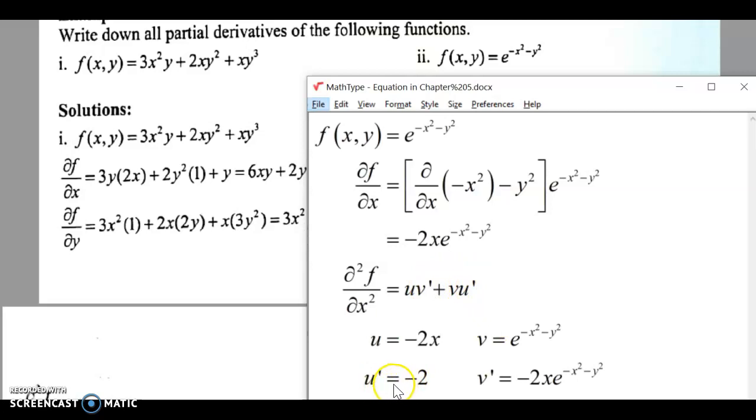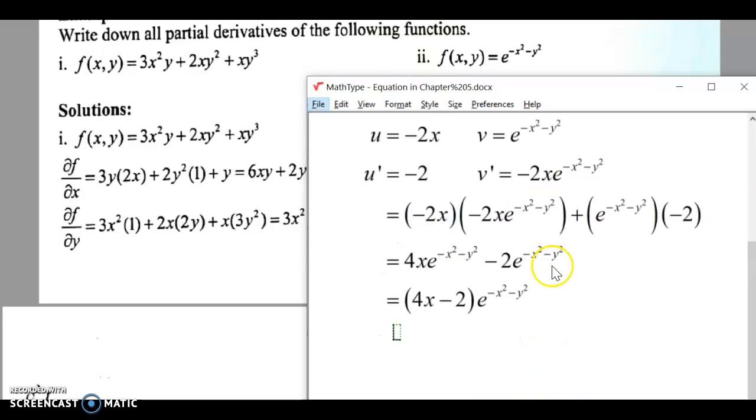After that, we will be looking for the primes. So u prime is negative 2. And for v prime, we are going to differentiate v, because we are now talking about x. So v here will be differentiated in terms of x. By right, we should get the same answer as the first derivative of x, which is this one. The next thing to do is just to substitute it and simplify it to get this answer. That is for the second derivative of x.